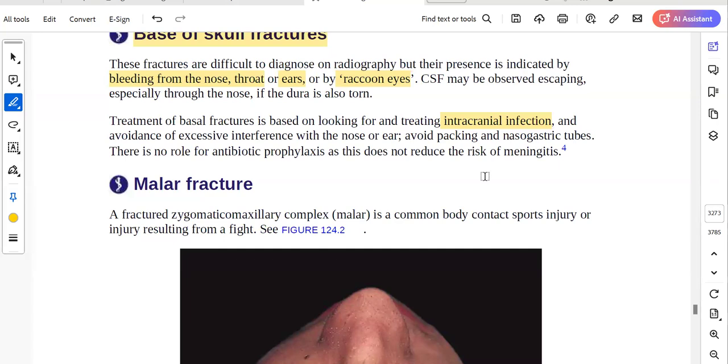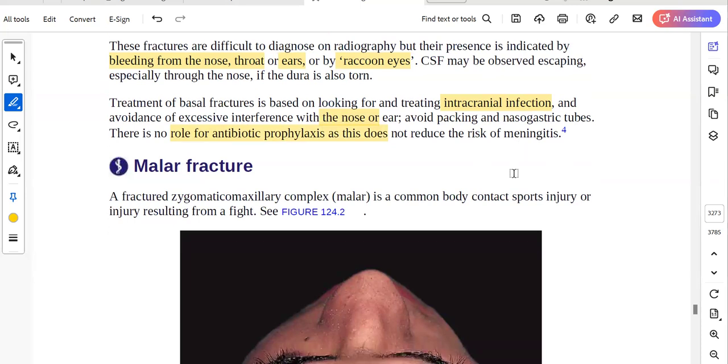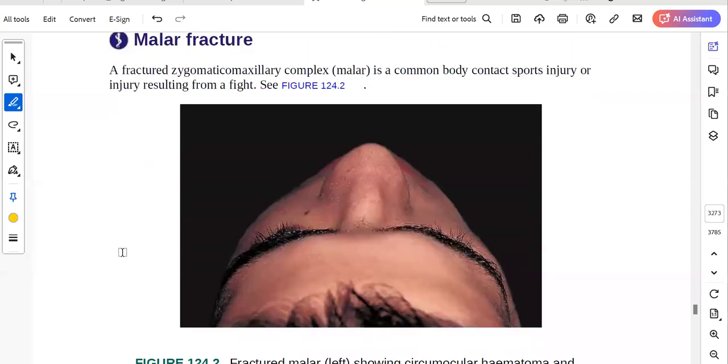First, make sure there is no sign of infection. Avoid excessive interference with the nose or ear, so ask the patient not to blow their nose a lot. Avoid packing and NG tube. There is no role of antibiotic prophylaxis. Unless the patient has signs of infection, we don't need to give the antibiotic. Base of the skull fracture is mainly symptomatic management. If it is bad, you might need to even talk to a neurosurgeon about it.